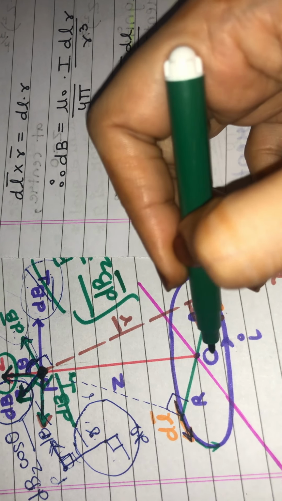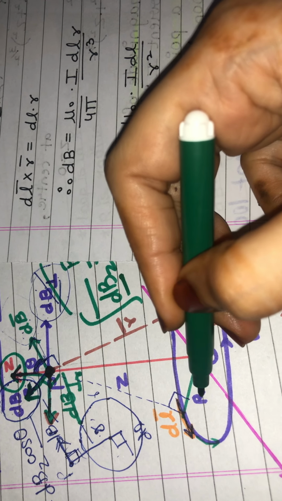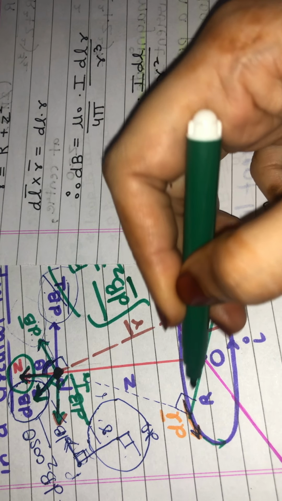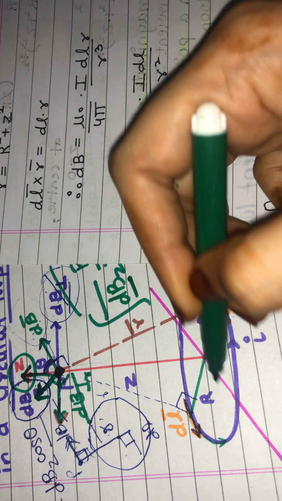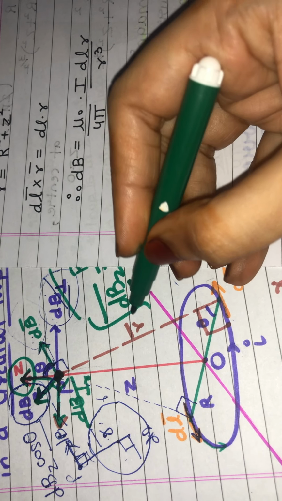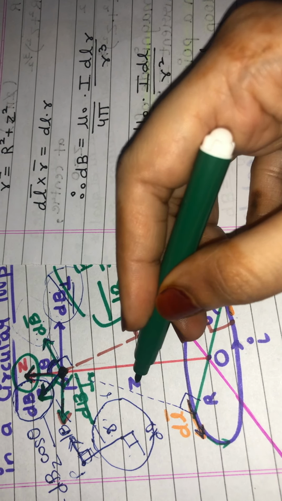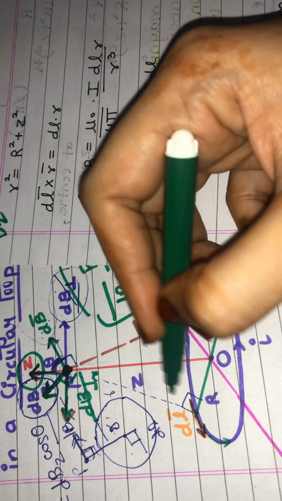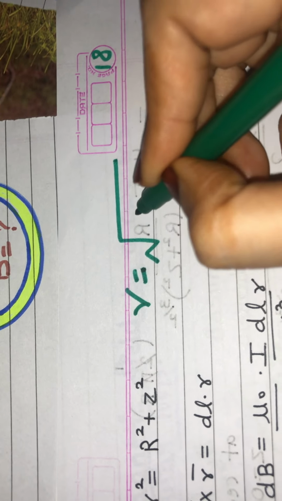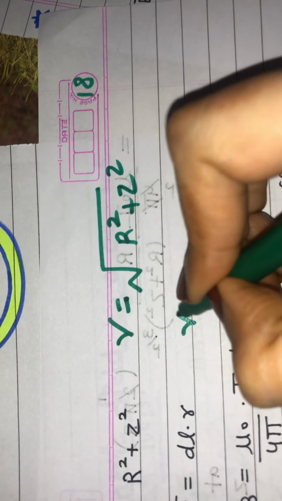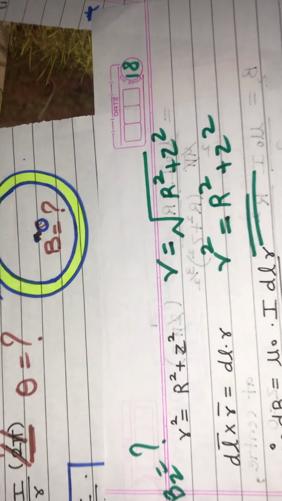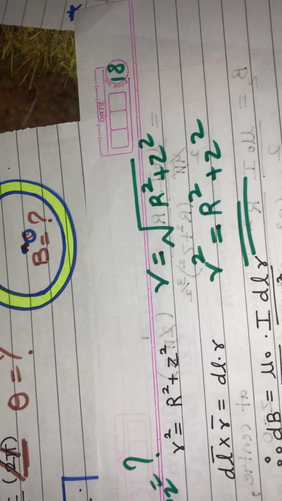If you see, notice the two perpendicular things, that is this Z and capital R are perpendicular. Z and this R, that is the radius of the circle. If you see on this side, on this side, on this side, this Z is perpendicular to R. So my small r is equal to square root of Z square plus R square. My small r is equal to square root of R square plus Z square. That can also be written as r square equals capital R square plus Z square.